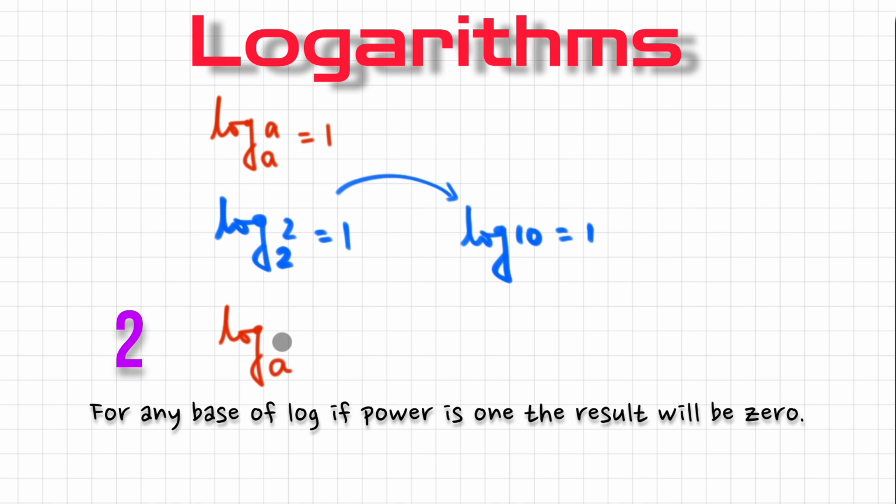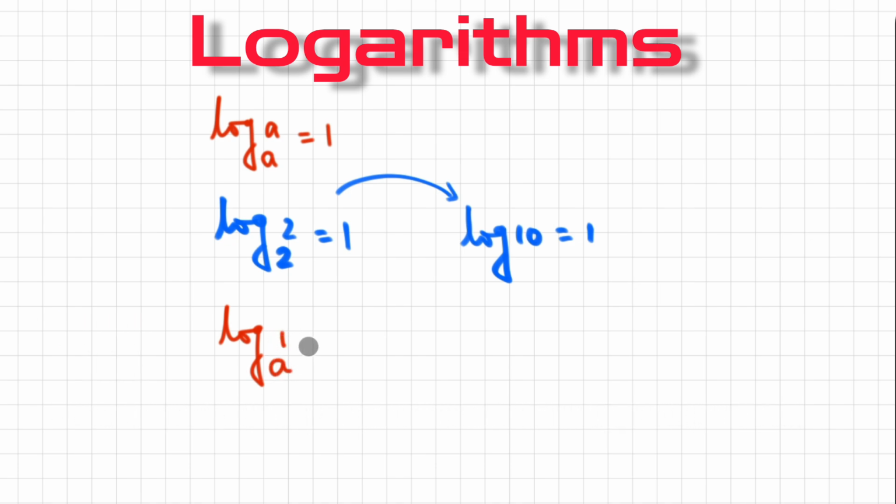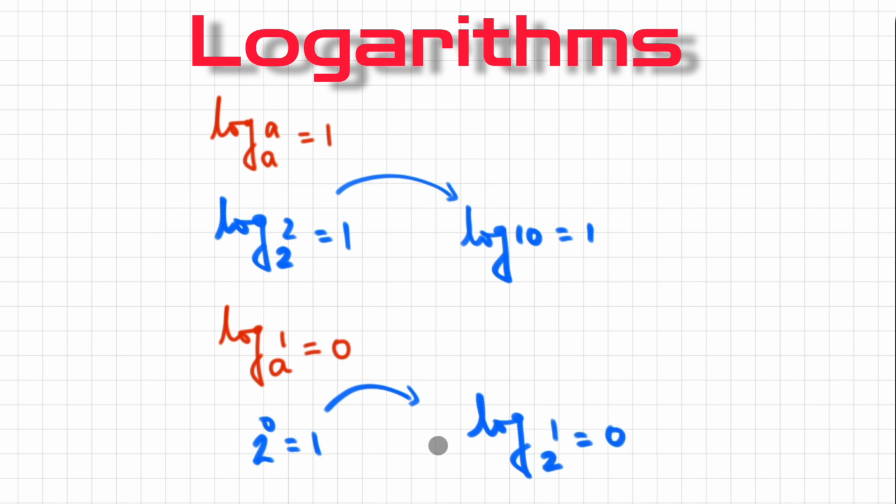Now come to number 2. For any base, if the number is 1, the log is equal to 0. So 2 raised to the power 0 is equal to 1. And how can it be written in the form of log? Like this: log 2 base 1 is equal to 0.